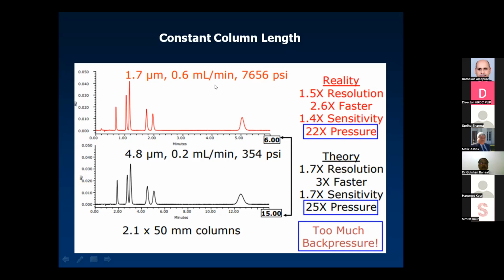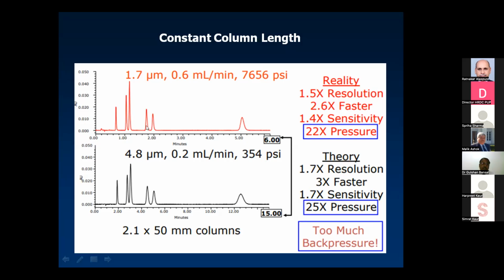But at the same time, see here the pressure from 354 psi, which is noted with a low particles, larger particle size, it is now 7,656 psi, right? Around 22 or 25 times an increase in the pressure, and flow rate is increased. So you see how the column particle size affects the sensitivity, the resolution.